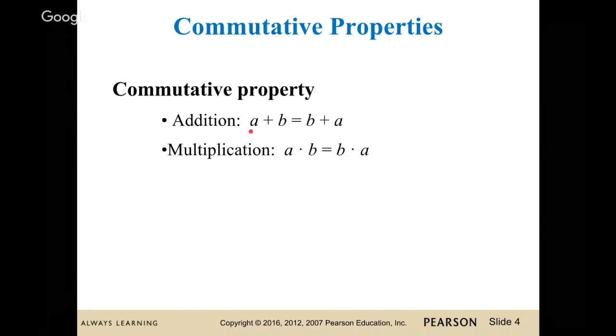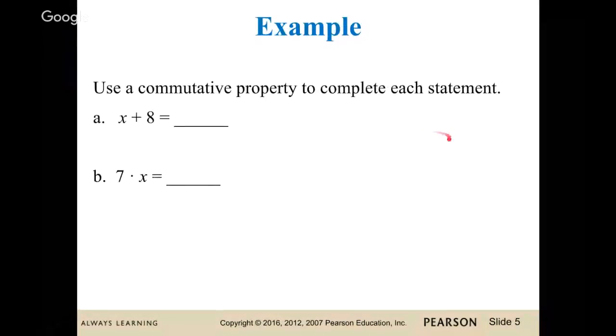So the property is telling you that 1 plus 2 is the same as 2 plus 1, or 2 times 4 is the same as 4 times 2. That's all these properties are saying, that you can reorder them however you need to. If you use the commutative property to complete each statement, x plus 8 can change position, so that would be 8 plus x. 7 times x would be the same as x times 7.